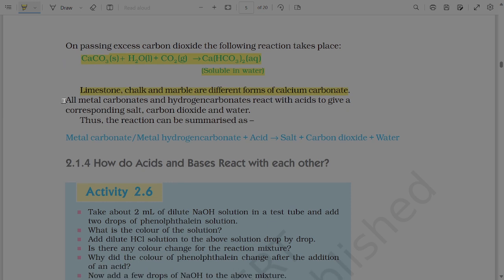So we come to the conclusion that all metal carbonates and hydrogen carbonates react with acid to give a corresponding salt, carbon dioxide, and water. Thus, the reaction can be summarized as: metal carbonate/metal hydrogen carbonate plus acid gives salt, carbon dioxide, and water.